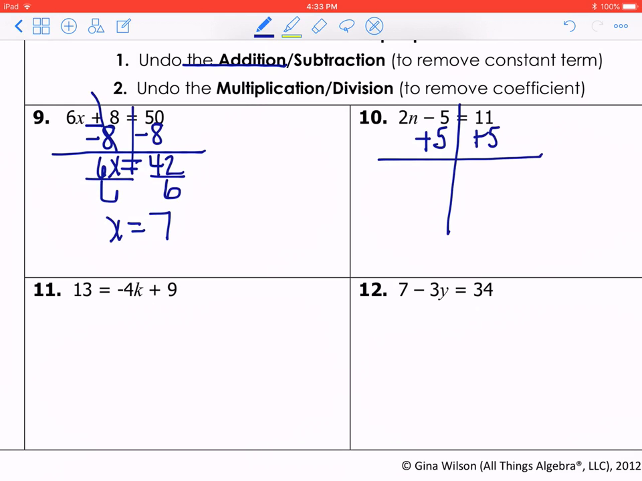11 plus 5 is 16. Okay, then you're going to divide each side by 2. So n equals 8. Please go ahead and try 11 and 12 tonight.